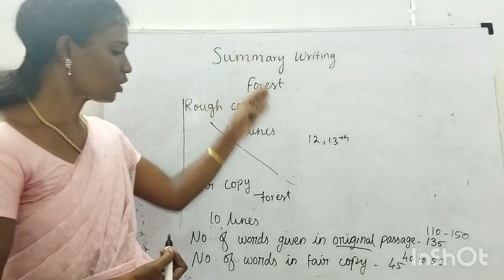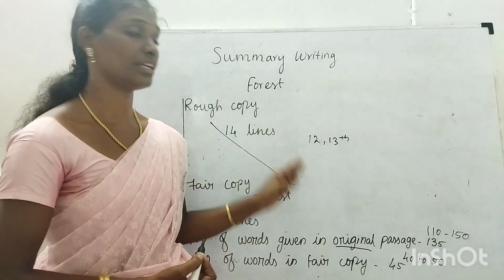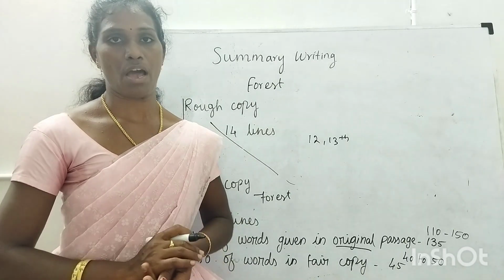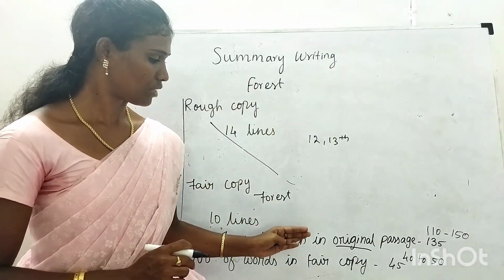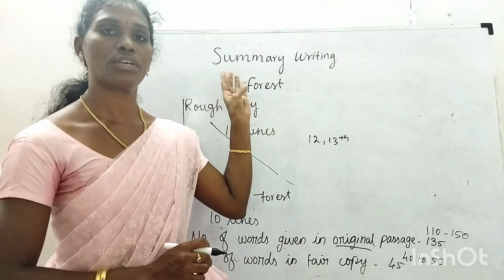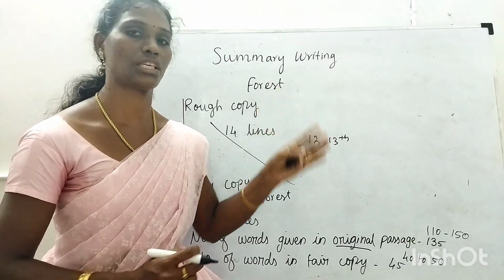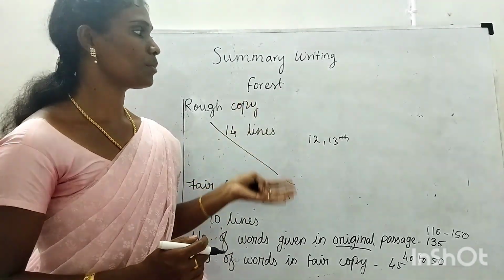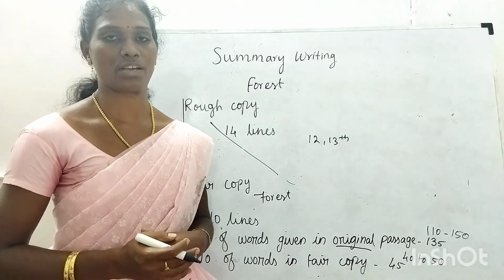If you follow this pattern, surely you can score 4 or 5 marks. Even if your handwriting is neat, you can score 5 marks. I have given only the tips for summary writing, and if you need note making, I can give it later. So all these methods I have given for you, just follow them. Surely you can score good marks. Thanks for watching.